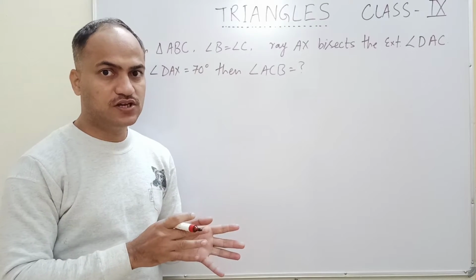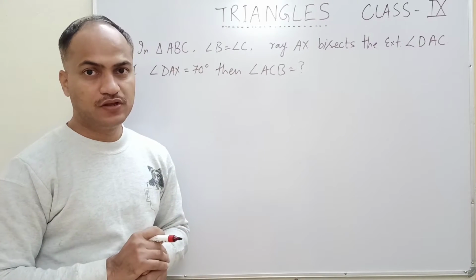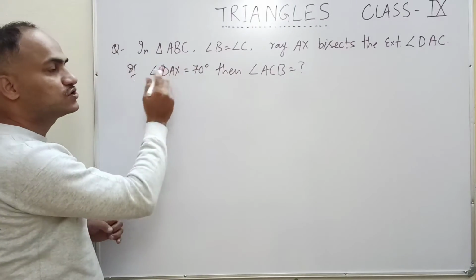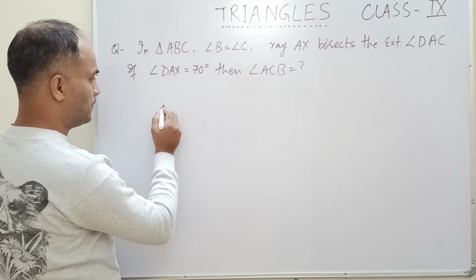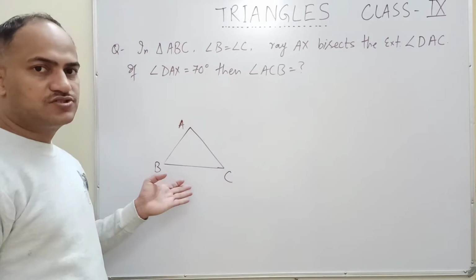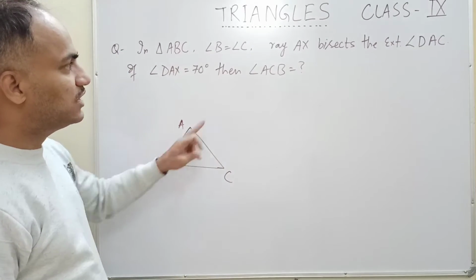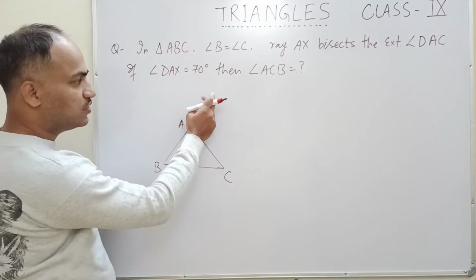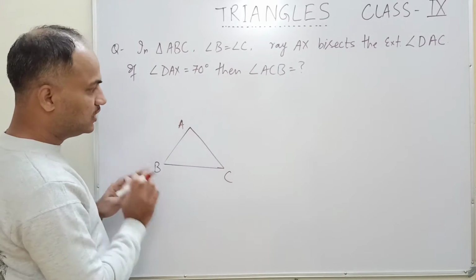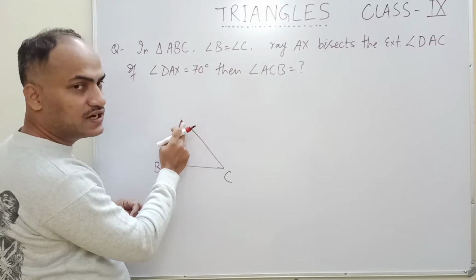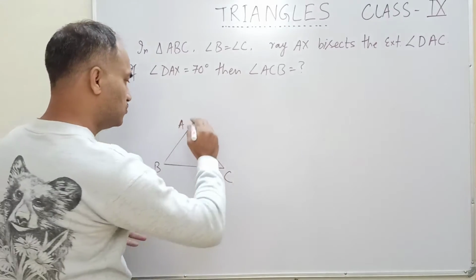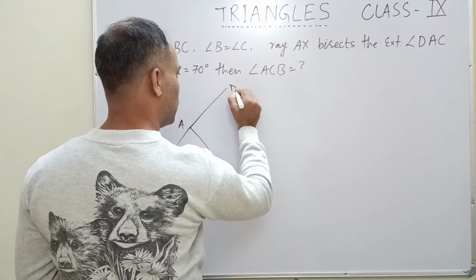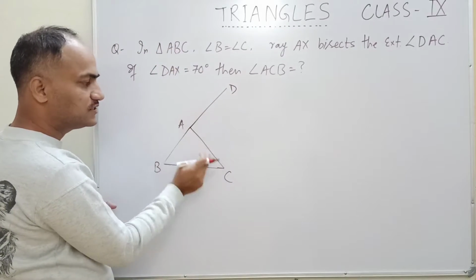To understand this question completely, we need to draw the figure. Then only we will understand what is happening. So first of all, we draw a triangle ABC. This is triangle ABC, and we are given that ray AX bisects angle DAC. So point D should be here, then only we can draw angle DAC. Fine. So let us extend this till point D.